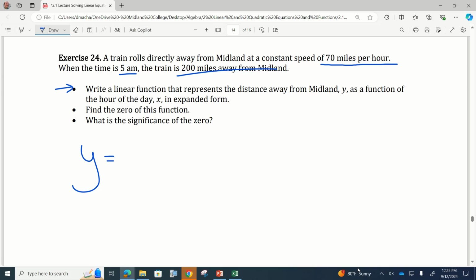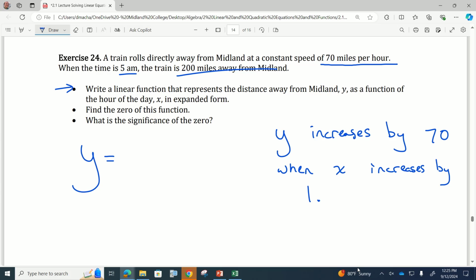So what this is going to look like is saying y increases by 70 when x increases by 1. Does that make sense? Y is my distance, and x is my hours. Every time 1 hour passes, my distance increases by 70 because I'm traveling at a speed of 70 miles per hour. So would that be like a point on the graph? That's going to be my slope, actually.